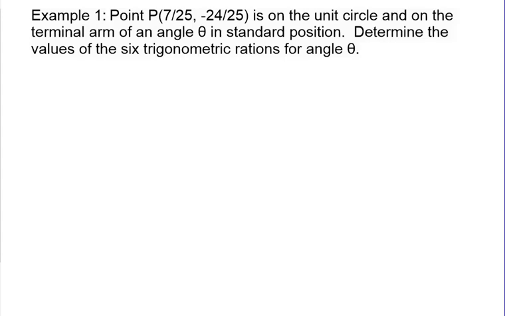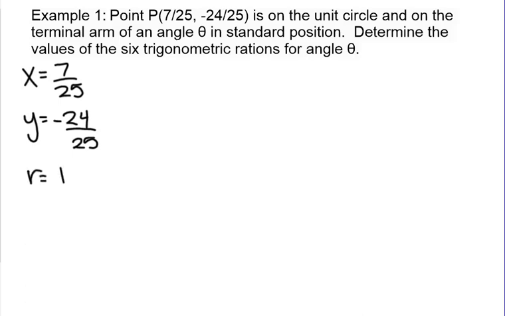So example 1: the point 7 over 25, negative 24 over 25 is on the unit circle and on the terminal arm of angle theta in standard position. Determine the values of the 6 trigonometric ratios for the angle. All right, things we know from this: we have an x coordinate, which is 7 over 25. We've got a y coordinate, which is negative 24 over 25. And because we're on the unit circle, we know that our radius is going to be 1. Using all this information, we can find our sine, cosine, tangent, cosecant, secant, and cotangent.